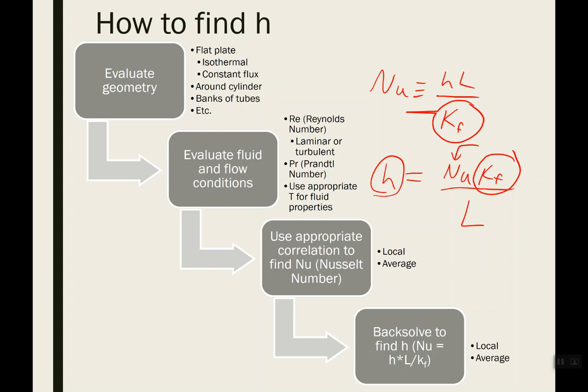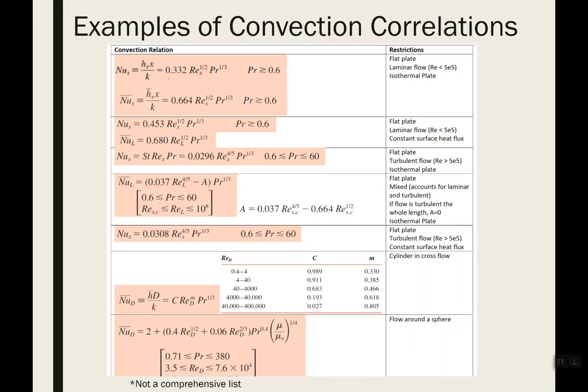So our basic procedure will be, first, we evaluate the geometry of our system, and evaluate the fluid and flow conditions. So what's our Reynolds number, what's our Prandtl number, and then we're going to find the appropriate correlation to use to find the Nusselt number. You can think of the Nusselt number as sort of a dimensionless heat transfer coefficient, and we'll get into a little bit more about where these come from today. Once you find the Nusselt number, you back solve to find your h, just like shown in the writing there.